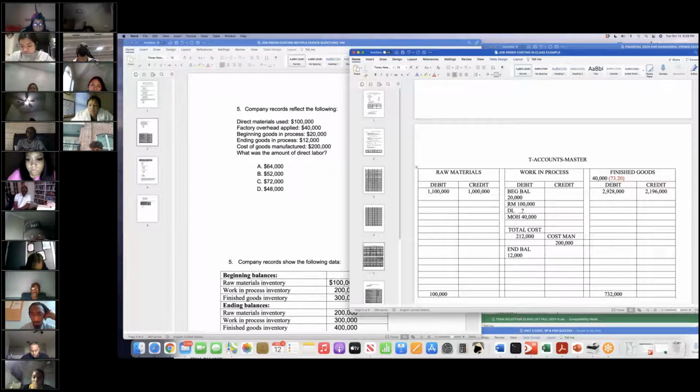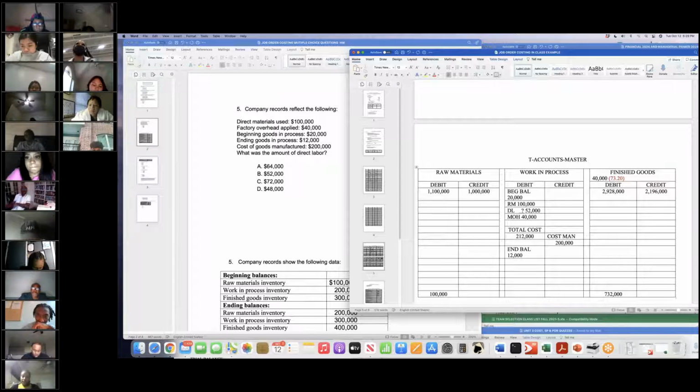Well, these numbers need to add up to 212. If you added up the original numbers, it would have given you 160, and then you subtract that from 212 and it gave you the 52,000. Because the 20,000, 100,000, and the 40,000 came to 160,000, minus the total cost, which would have been 212, would have given you 52,000 for the DL.